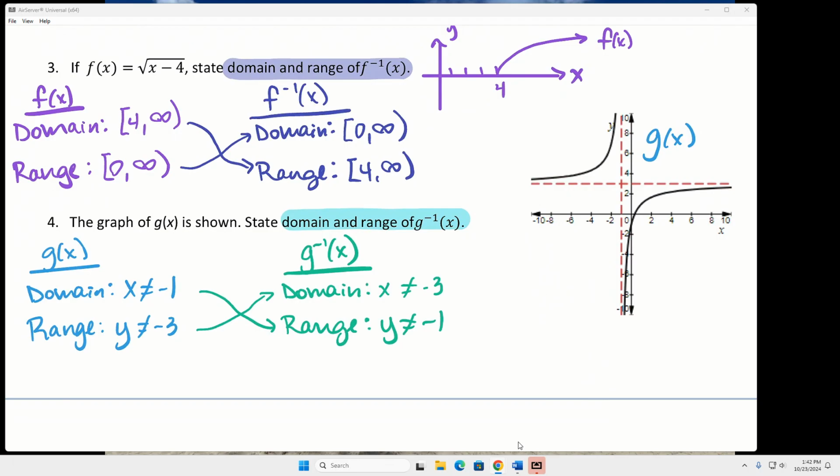All right, what questions do you guys have on inverse graphs?